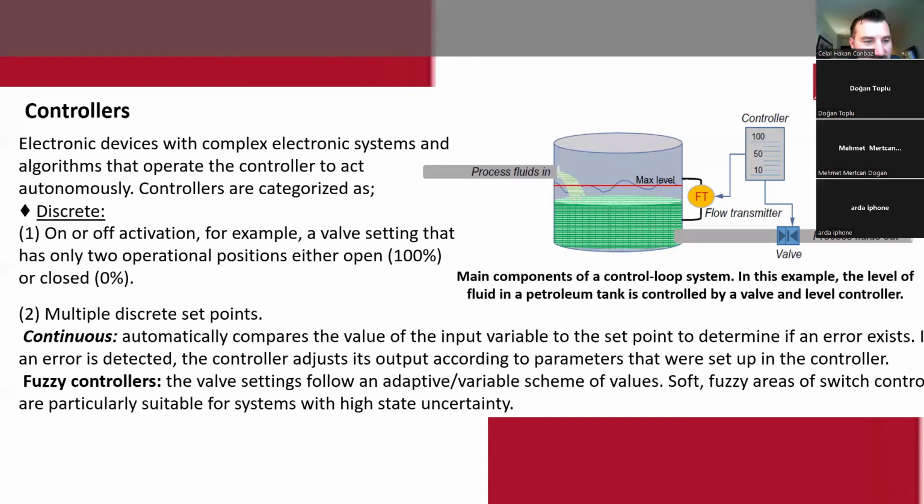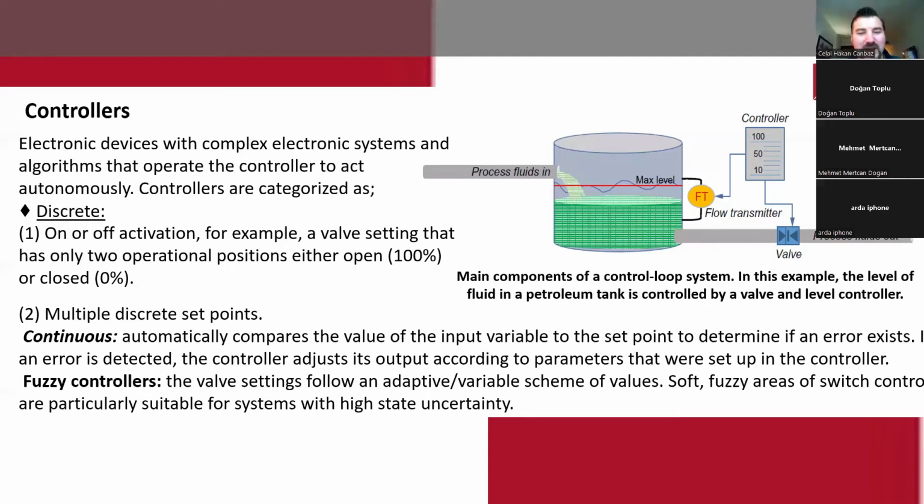And the other one is the multiple discrete set points. So if it is continuous, it automatically compares the values of the input variables to the set point to determine if an error exists. For example, in the PCT valve it's also happening. Sometimes we think that we opened it, but the valve is not opening. It's in the closed position.